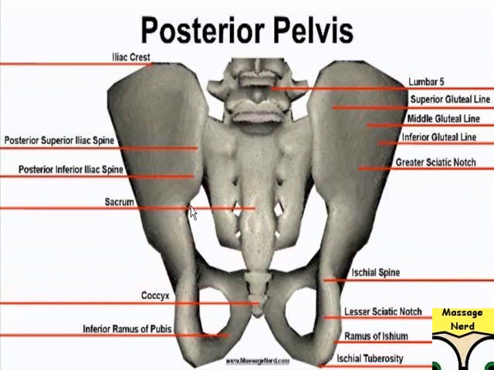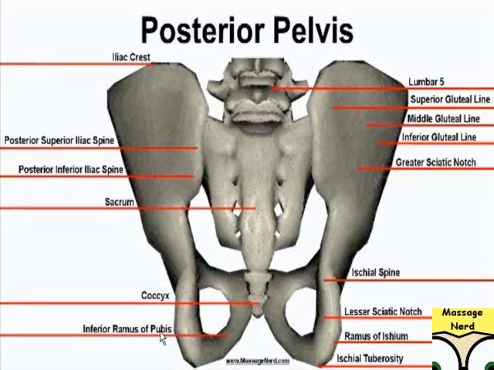Posterior pelvis bony landmarks. So this is the posterior side of the pelvis. This is the iliac crest. Posterior superior iliac spine, right in this region. Posterior inferior iliac spine, right here. Sacrum, this whole area right here. The coccyx, some people call it the tailbone, right here the tip.